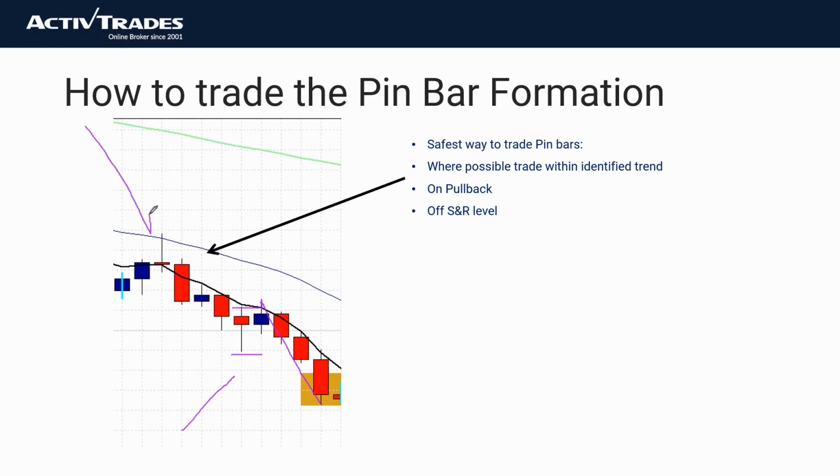So where possible, okay, I'd like to trade them within an already identified trend on a pullback off a support resistance level, and quite often it's a dynamic support resistance level, like a moving average. And I'll show you some examples of that in a few moments' time.